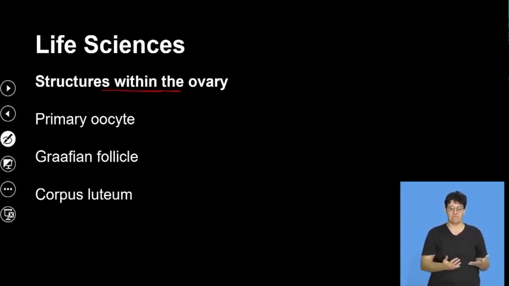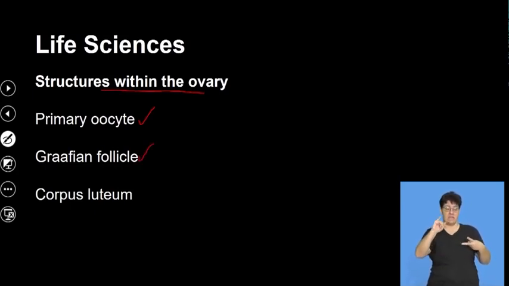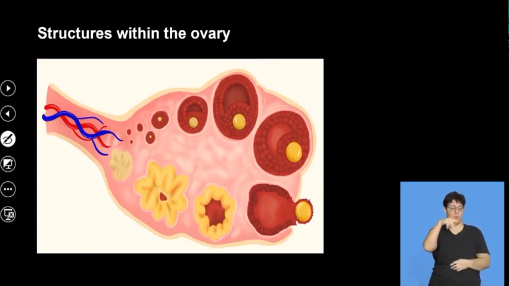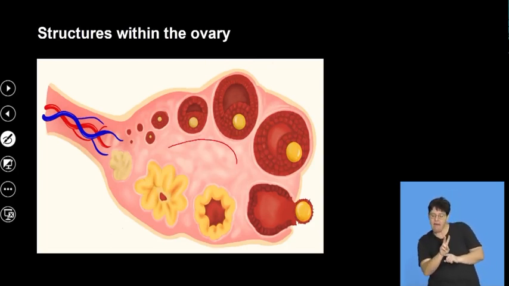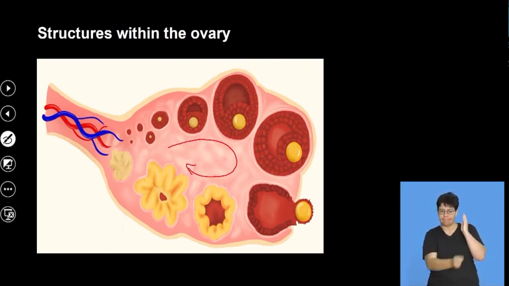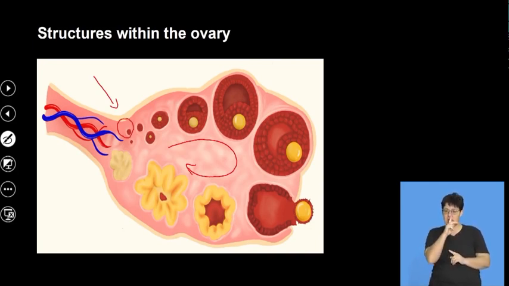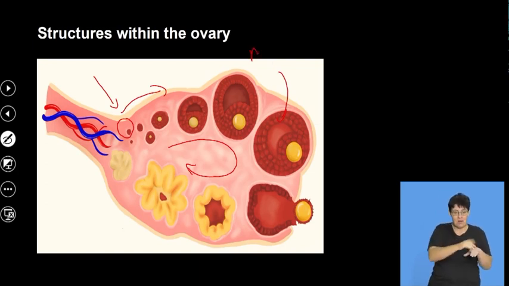Let's look at the structures within the ovary. We're going to look at the primary oocyte, the graafian follicle, as well as the corpus luteum. This is a diagram that shows a longitudinal section through the ovary. When we look at this in detail, we see a series of events occurring. Right here at the start, we see the primary follicle, which is shown to develop and mature gradually from a primary follicle into what we refer to here as a mature graafian follicle.